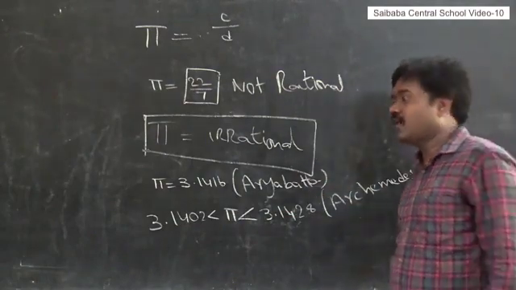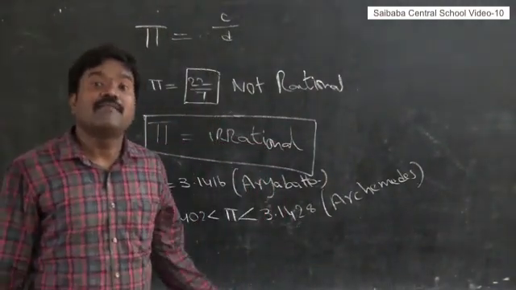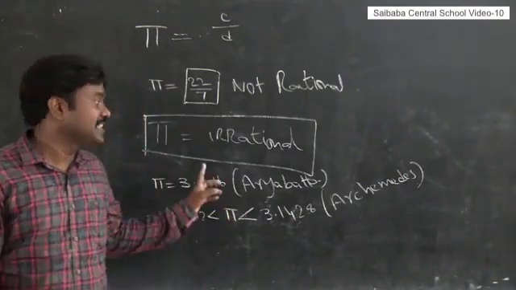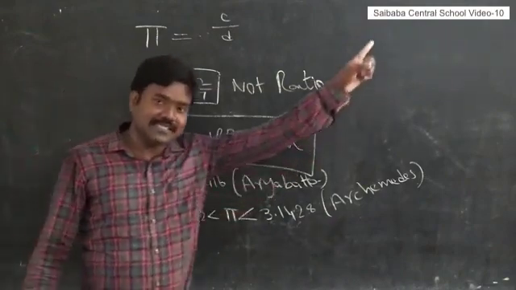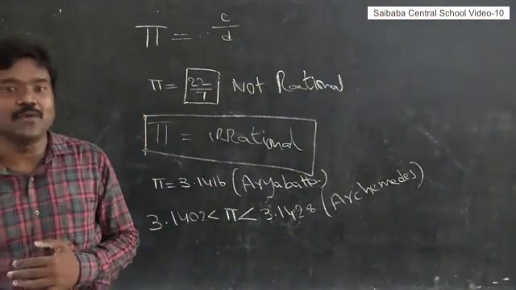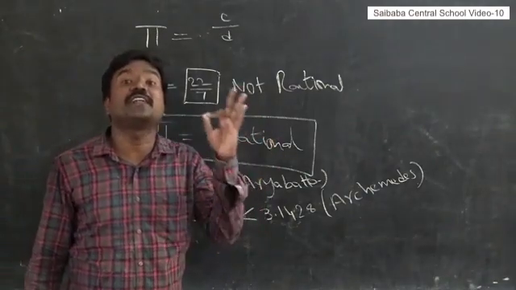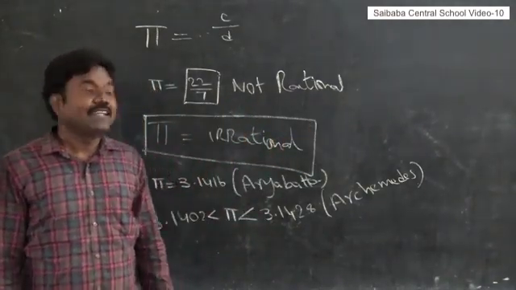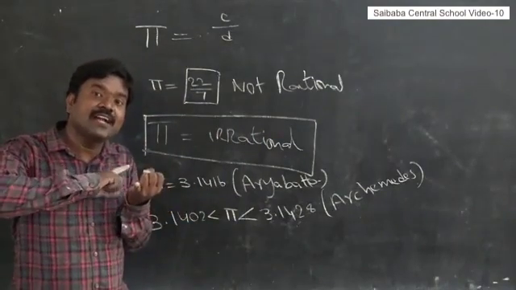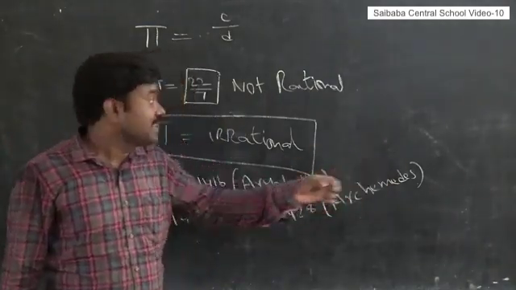Then our Indian mathematician Srinivasa Ramanujan gave the pi value to 1 million decimal places after the decimal. Nowadays we can get the pi value to nearly 1.5 trillion decimal places. The value of pi is non-terminating, non-repeating. There is no end, no repetitions. That's why it is an irrational number.